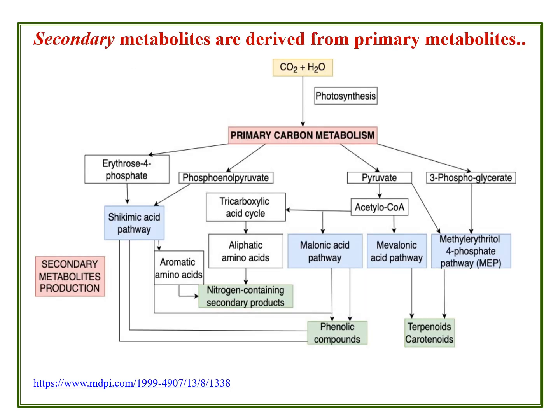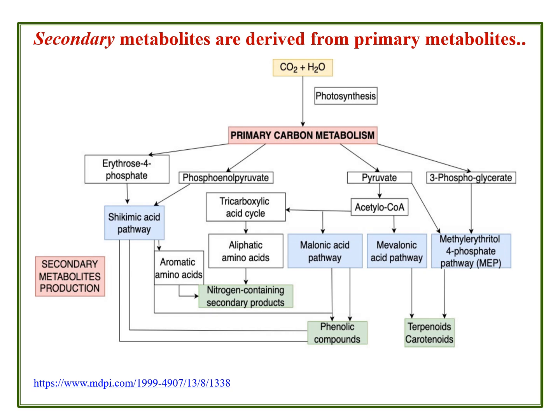They are derived from primary metabolites, though they are not directly linked with them. Carbon dioxide and oxygen, through photosynthesis, give the primary carbon metabolism. Through simple carbohydrate metabolism, we get erythrose 4-phosphate, phosphoenol pyruvate, pyruvate and 3-phosphoglycerate from glucose metabolism, that is glycolysis.